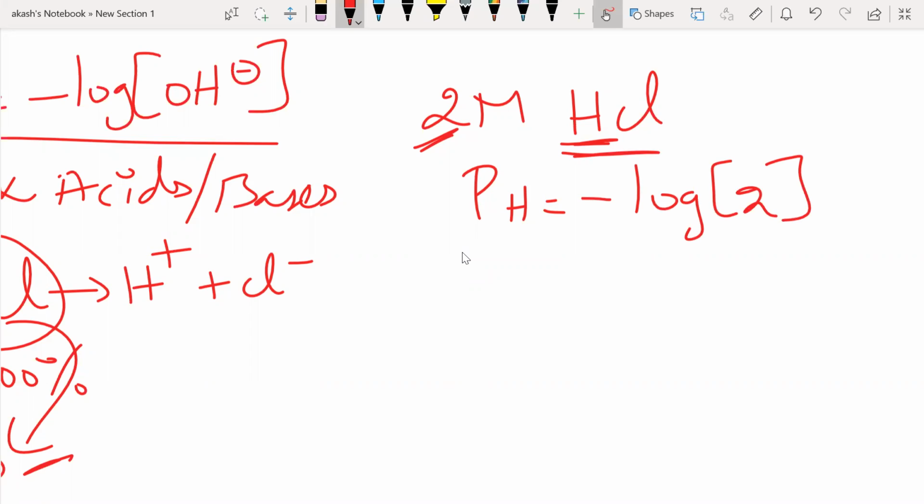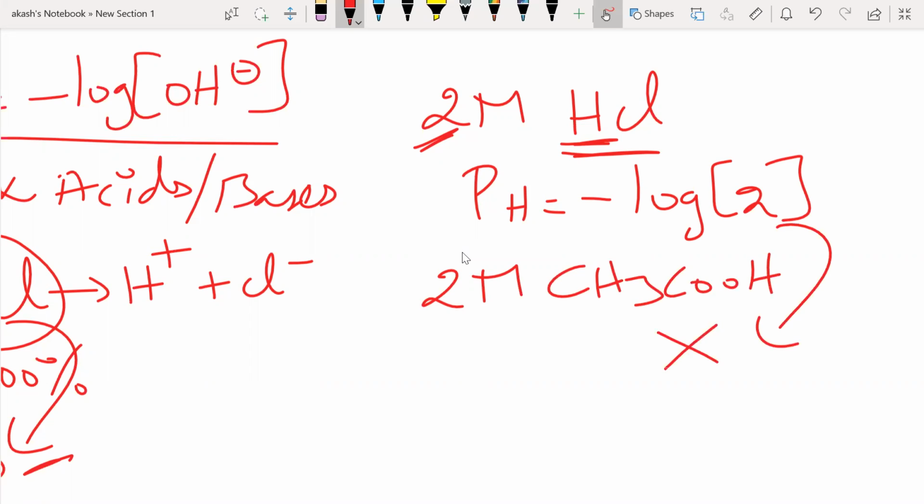Okay, am I doing it correctly? Yeah, so it will be negative log of 2. But if I give you 2 M CH3COOH, you cannot do it like this, because it is not going to be 100% dissociated. It is actually going to be say 60% or 70%, right? Depending on that, the concentration of H+ coming from this will not be exactly the same as 2. 100% sure that this will not be 2. It will definitely be lesser than 2. How much less, that we'll see later.